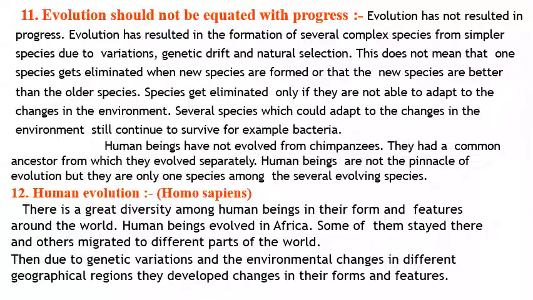Evolution should not be equated with progress. Evolution has resulted in the formation of several complex species from simple species due to variations, genetic drift and natural selection. This does not mean that one species gets eliminated and new species are formed, and that the new species are better than the older species. Species get eliminated only if they are not able to adapt to changes in the environment. Several species which could adapt to the changes in the environment still continue to survive.